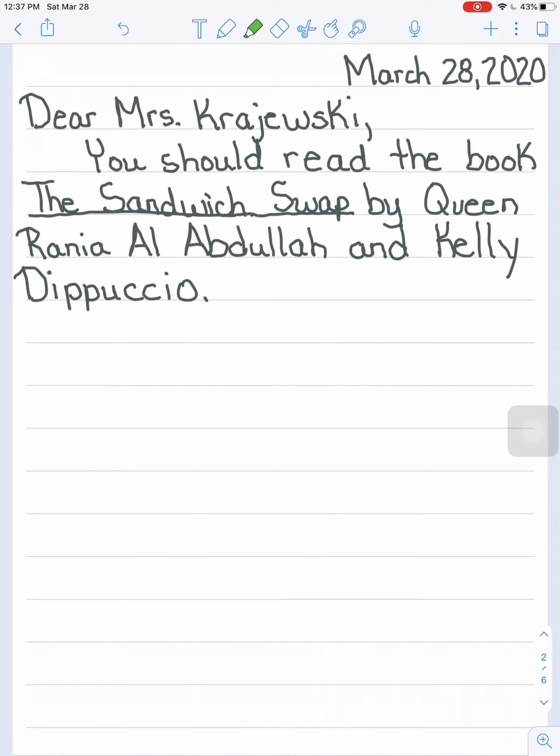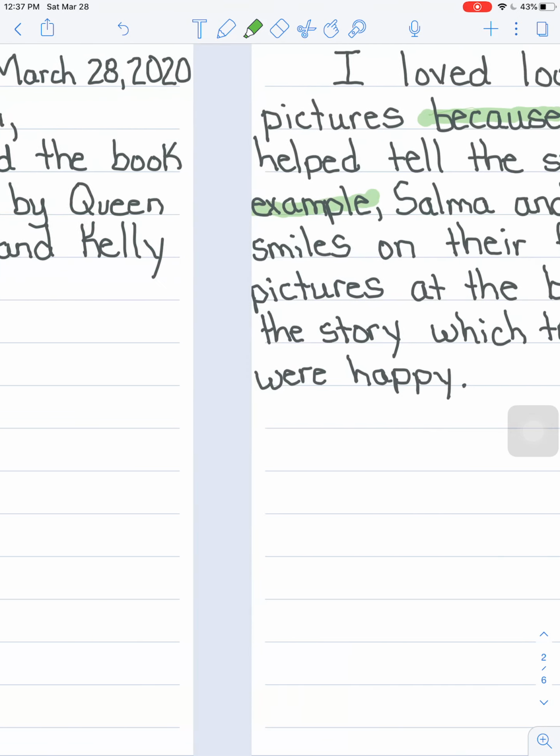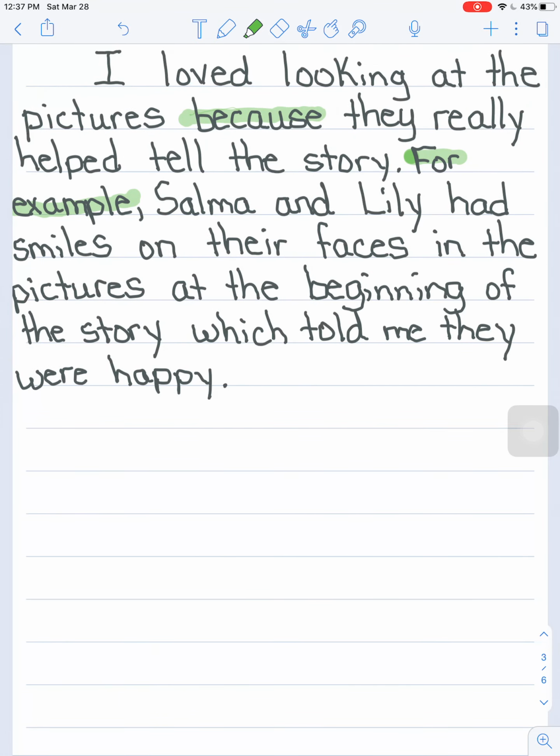Okay, so March 28th, 2020. Dear Mrs. Krajewski, you should read the book The Sandwich Swap by Queen Rania Al Abdullah and Kelly DiPuccio. I love looking at the pictures because they really helped tell the story. For example, Salma and Lily had smiles on their faces in the pictures at the beginning of the story, which told me they were happy.